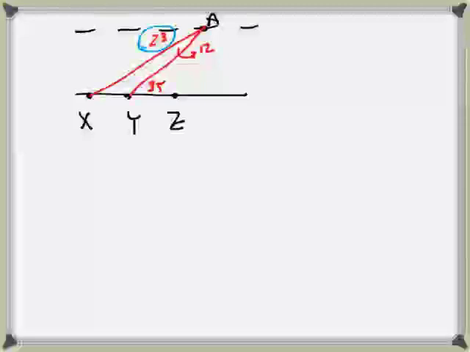What about the angle of elevation from X to A? If person X looks up at the airplane, how far do they need to look up? 23 degrees. A depression will always match an elevation. What's the angle of elevation for person Y to A? 35.